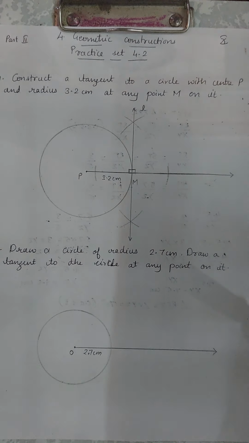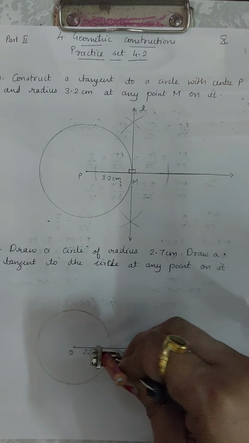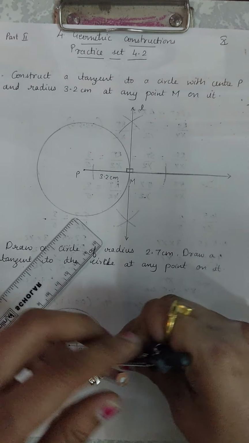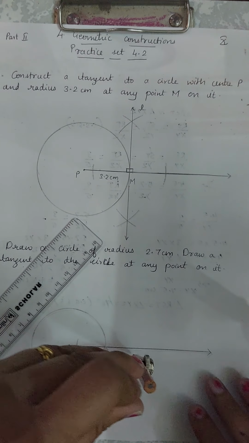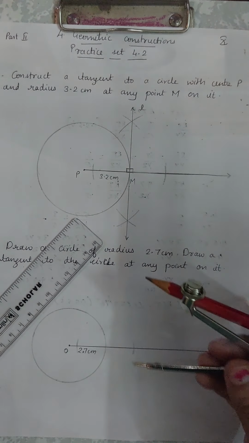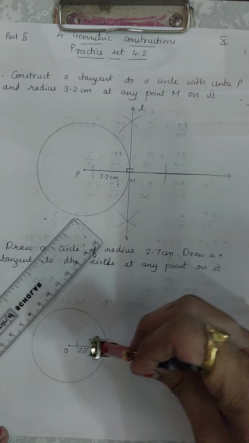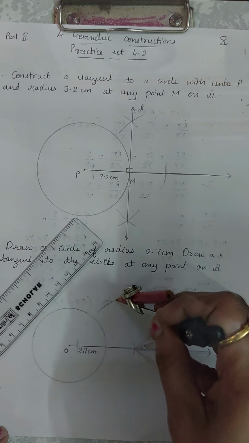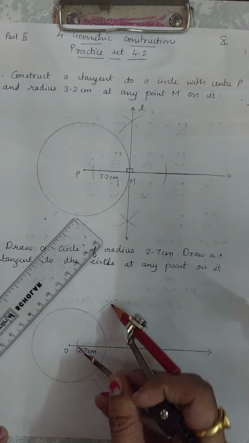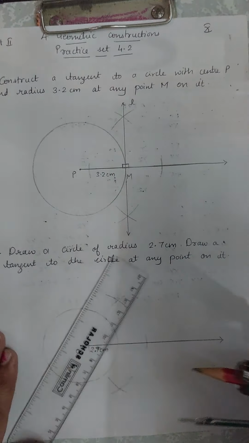After this, place the compass here and you can draw an arc of whatever measurement you want. Suppose I draw one arc here on the left side and the other arc on the right side. After this, take a distance more than half of this and then we draw arcs here as well as here.